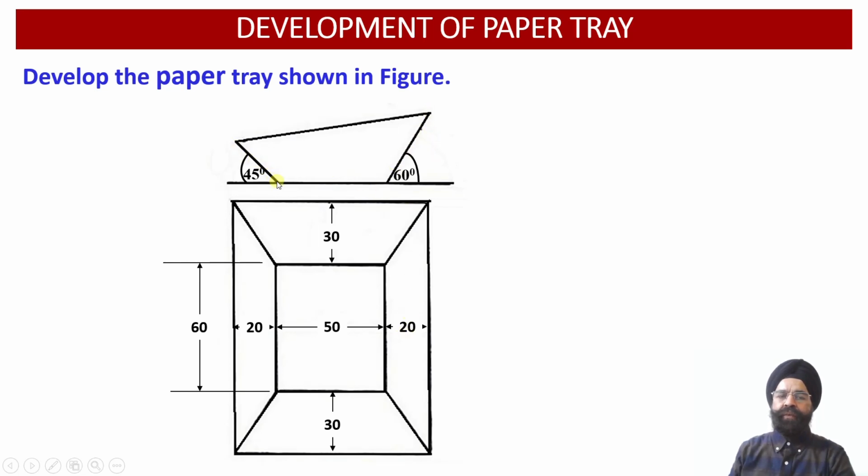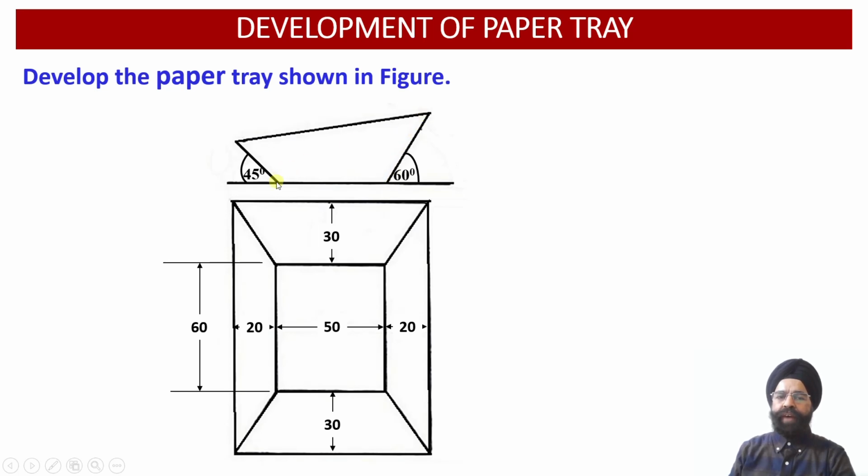Now there are four walls of this paper tray which are inclined in nature. The wall on the left side of this paper tray is inclined at an angle of 45 degree, and the right hand side surface of this paper tray is inclined at an angle of 60 degree with respect to the horizontal plane. So we can see that the two edges as they are visible to us in the front view projections are not equal to each other.